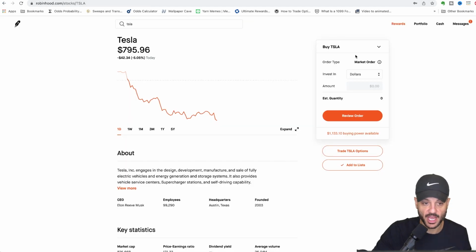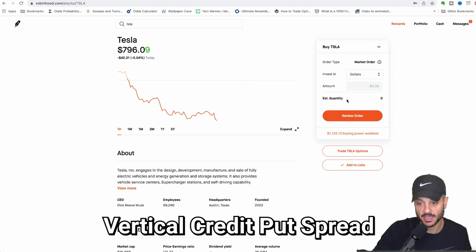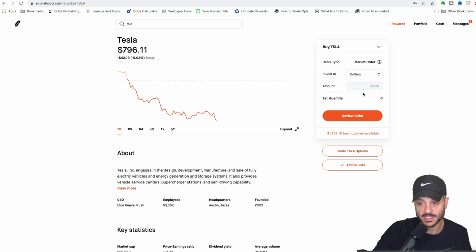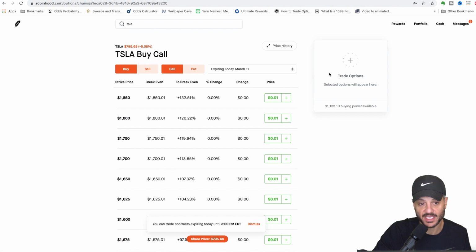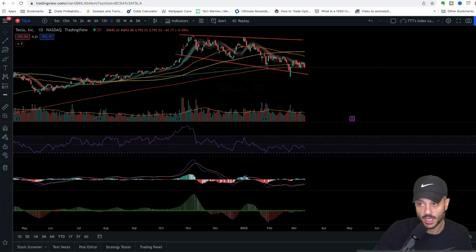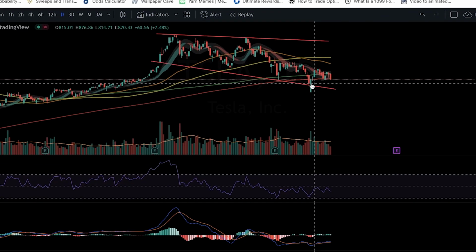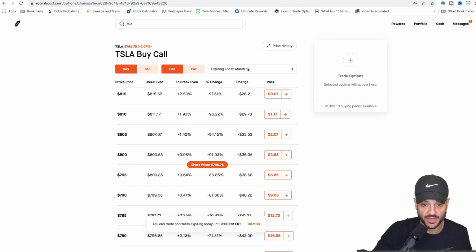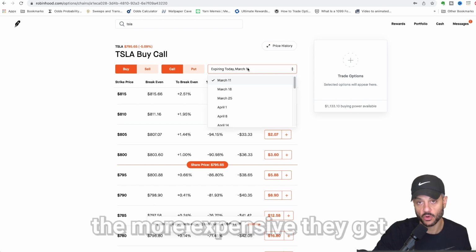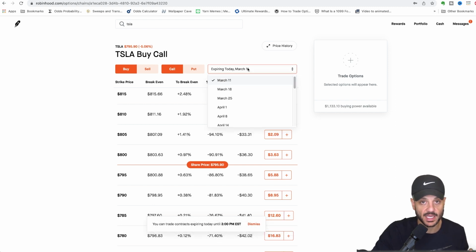So when you are trading a vertical credit put spread, like I said, you are buying one put and selling one put. Now, here's a cool thing about Robinhood at the moment. Robinhood now shows you what your max profit and what your max loss would be. So let's just say that you expect this to happen in the short term where Tesla stays above 750. Well, know that with options, the further you go out, the more expensive they get. So if we are selling options, that means that we will get paid more.